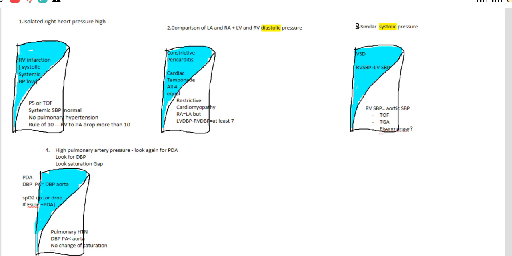First thing is isolated right-side heart pressure elevation. That means the pulmonary artery pressure is not elevated here. Only the right-side pressure is elevated.